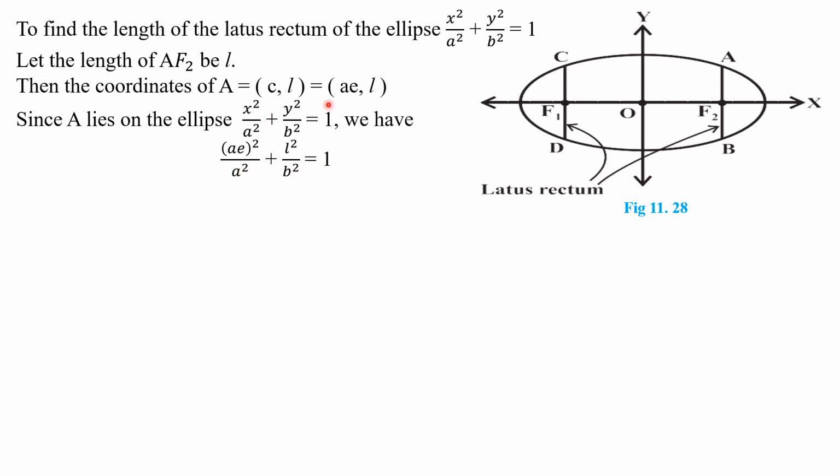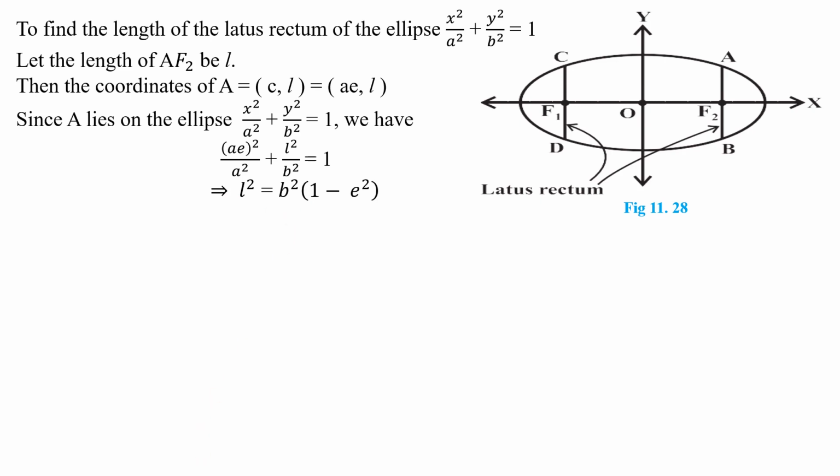In the place of x we have substituted ae and in the place of y we have substituted L, because this point lies on the ellipse. So this point should satisfy the equation of the ellipse. That is why we substituted. This implies L square is equal to b square into (1 minus e square). By simplifying this equation, we get this value.